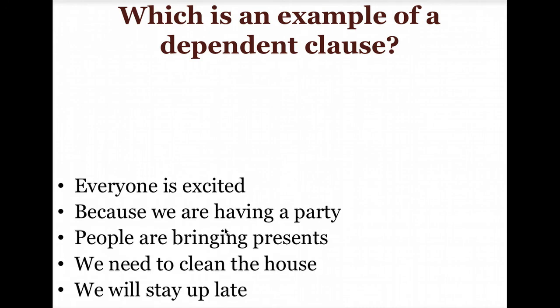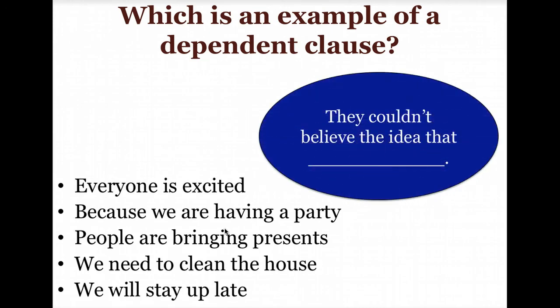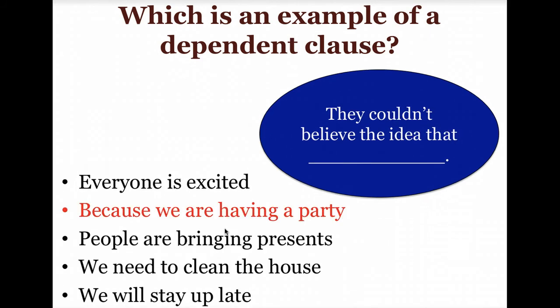What about a dependent clause? Which one of these is a dependent clause? Try our little test. You can even pause it right now and figure it out. And I'm going to give you the answer now. Spoiler alert. So the answer is because we're having a party. So in this case, we know it's the only one that doesn't make sense when we put it in the blank. They couldn't believe the idea that because we were having a party. Once again, that doesn't make sense. That's how I know that's the dependent clause, because the other ones actually make sense.